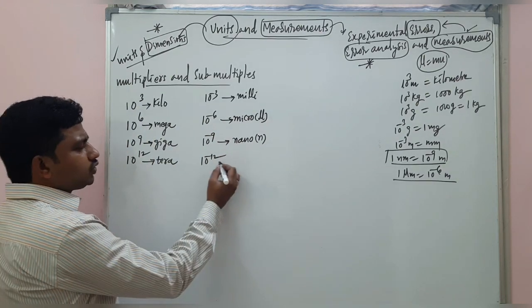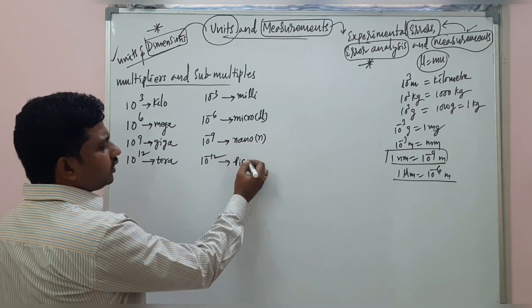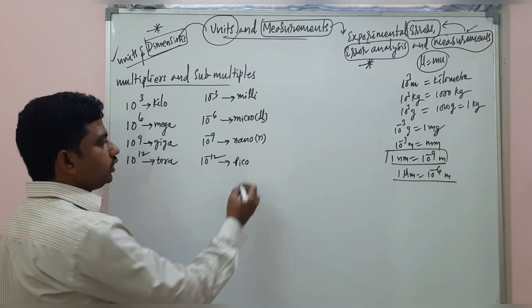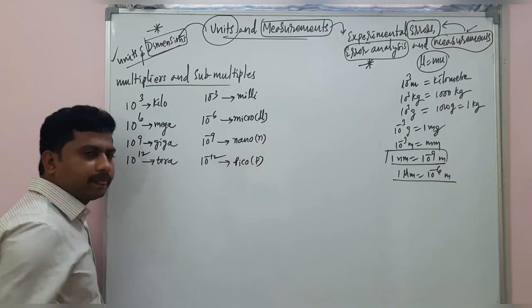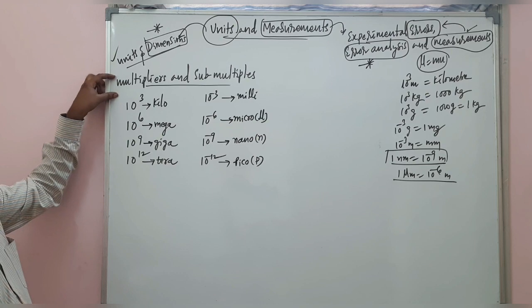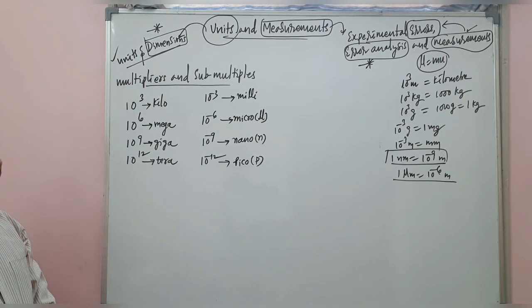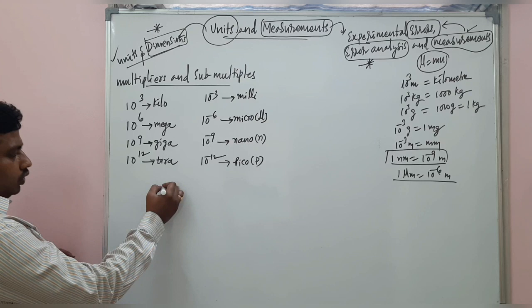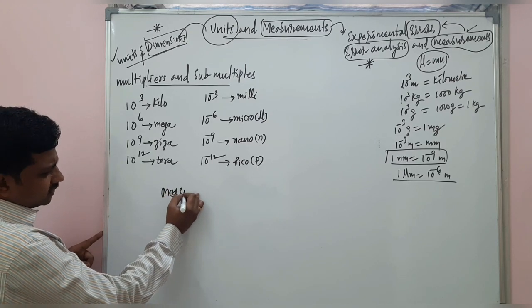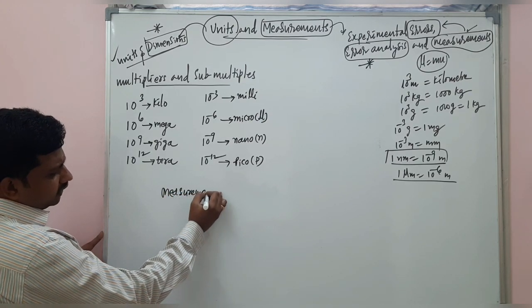10 raised to minus 12 is denoted with a symbol called pico, denoted with symbol small p. These are multipliers and submultiples. Alright, my dear students. Now, the actual concept of measurements we are moving into.